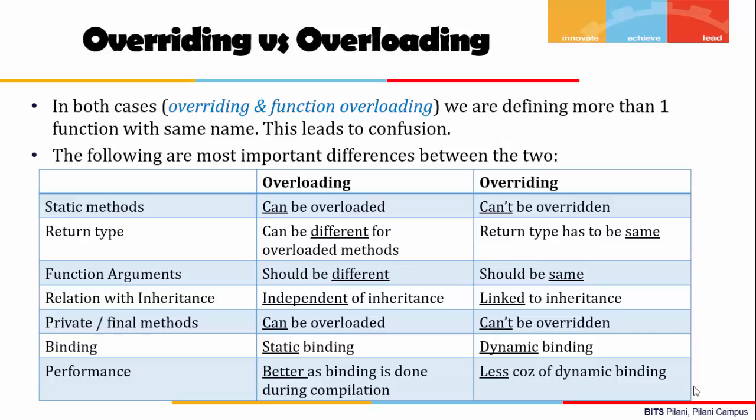Then we know that overriding is linked to inheritance, as the derived class function will be overridden, whereas overloading is independent of inheritance. Then overloading uses static binding, that is, it is done during compile time, whereas overriding uses dynamic binding, that is, it is done during runtime. So these are some of the major differences between overriding and overloading.